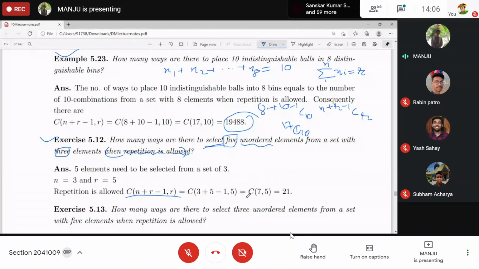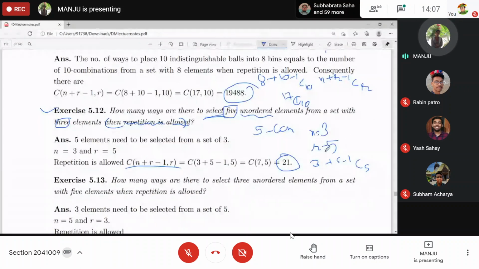Here r is the combination you need, which is 5, out of 3 elements. So n is equal to 3 and r is equal to 5. With repetition allowed, it is 3 plus 5 minus 1 C 5, so this will be 7 C 5, and 7 C 5 is 21. Clear?